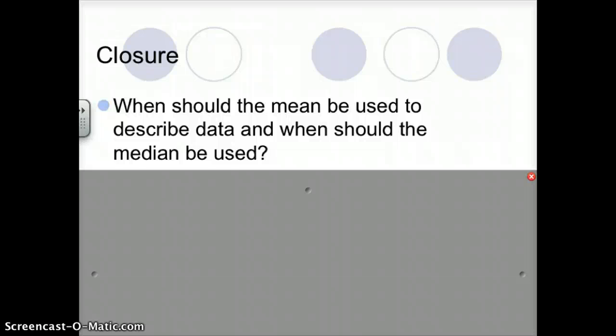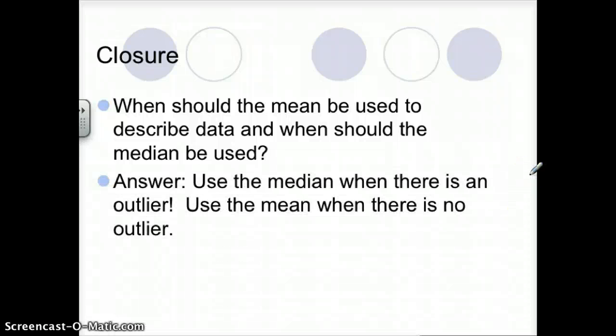Okay, last closure. When should the median be used and when should you use the mean? I showed you the answer, so I just want you to remember that if there's an outlier, use the median. If there's not, use the mean. Okay, good luck.